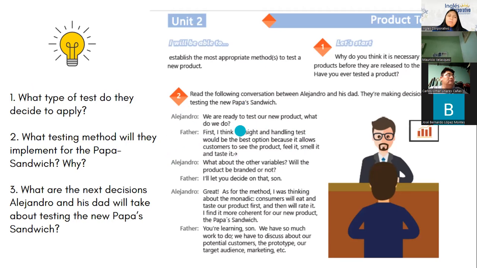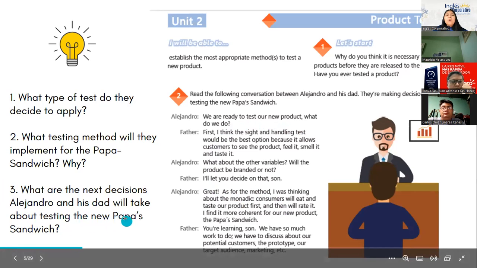Okay, guys, according to this role play, what type of test do they decide to apply? What type of test? But read right here. Handling test. Yes, it is going to be the sight and handling test. And then it says, right here, as for the method, in this case, what is the testing method that they will implement? It is going to be the monadic, right? Monadic. Yes. And the last one. What are the next decisions Alejandro and his dad will take about testing the new Papa's sandwich?